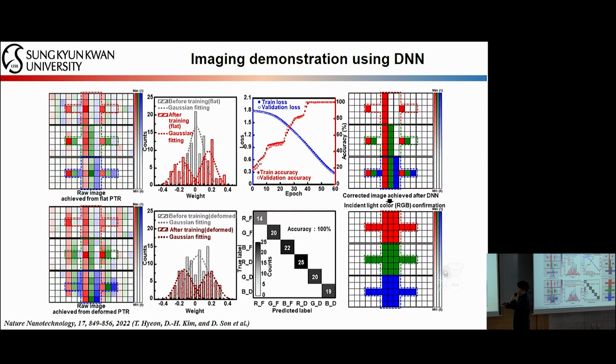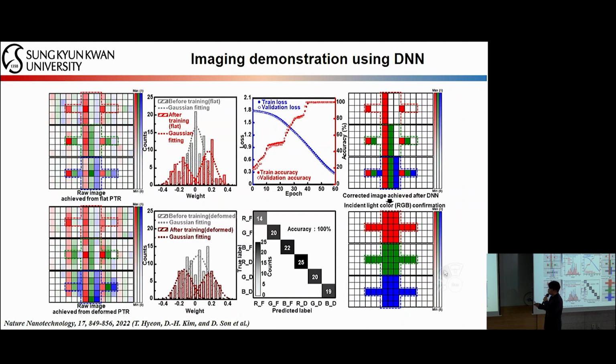And these raw images were achieved from the pristine and deformed phototransistors. As you can see here, there is some electrical disturbance when comparing them. This is the error, so we should correct the error. So we apply the deep neural network.